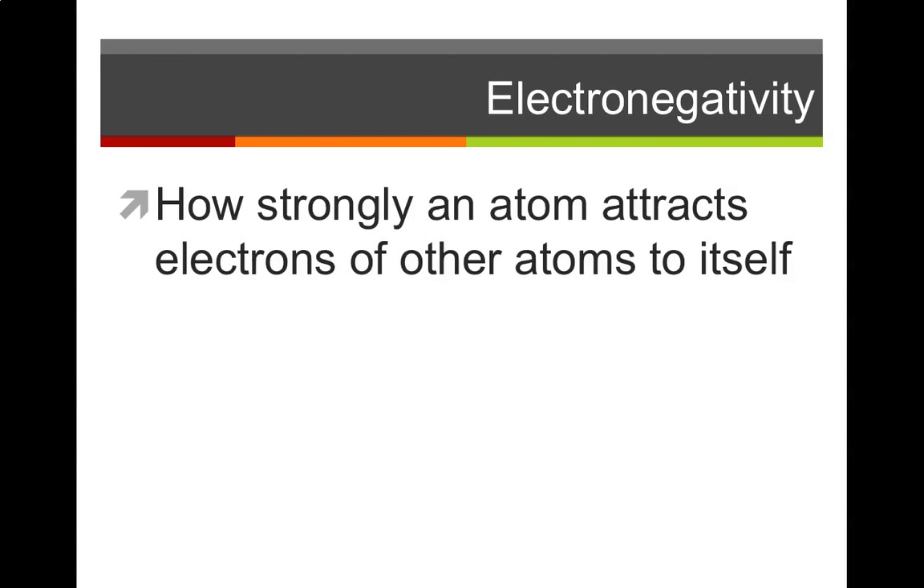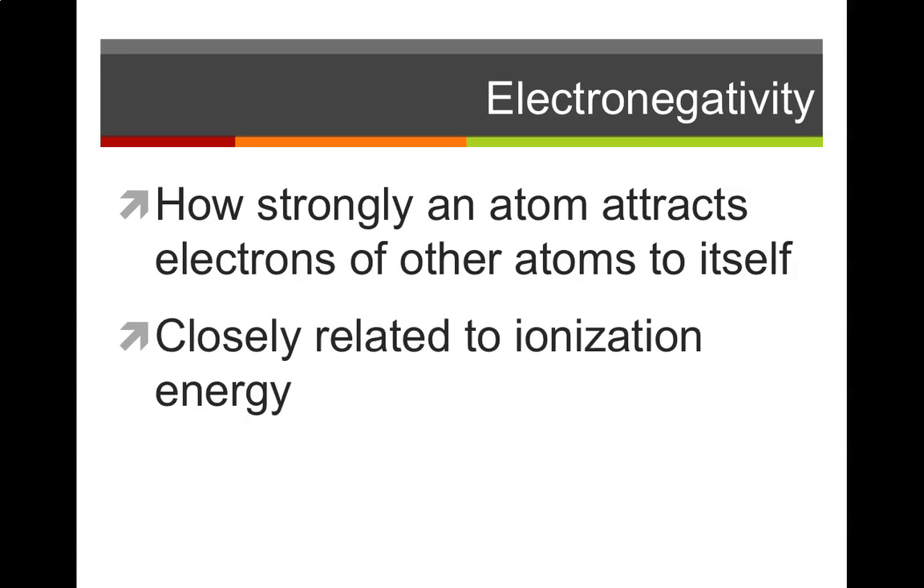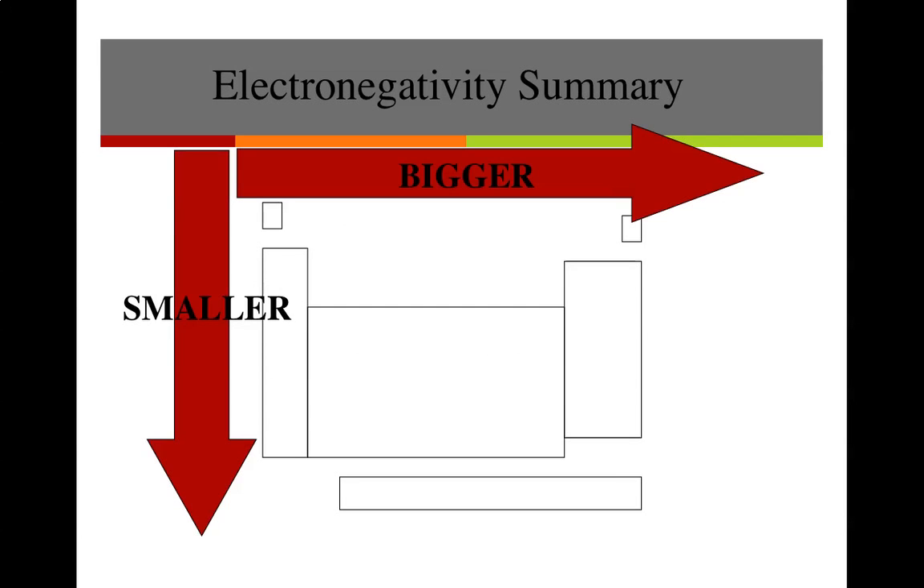Okay, electronegativity is how strongly an atom attracts electrons of other atoms to itself, which is closely related to the ionization energy. So, as we go from left to right, our electronegativity becomes bigger, and as we go top to bottom, our electronegativity becomes smaller. It's harder for those like francium to pull electrons from another element to itself because it's so lightly holding its own electrons to itself due to that shielding effect.